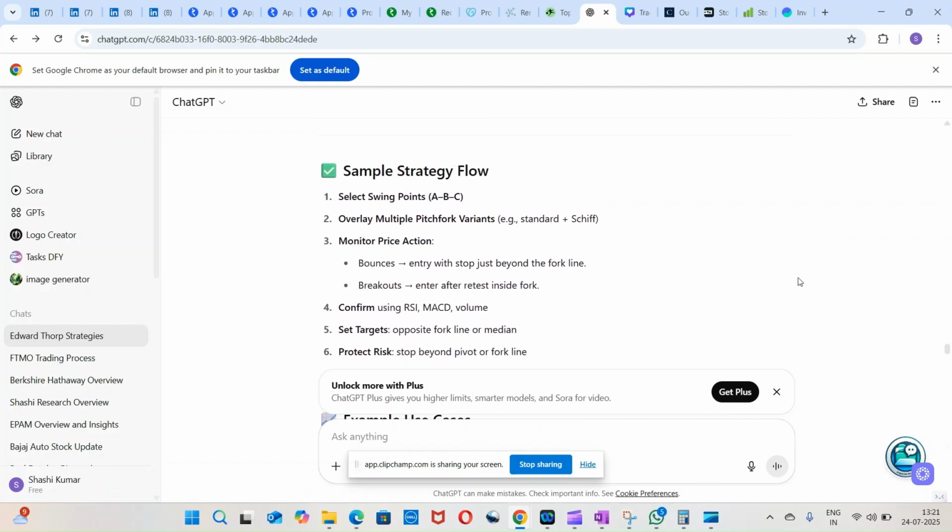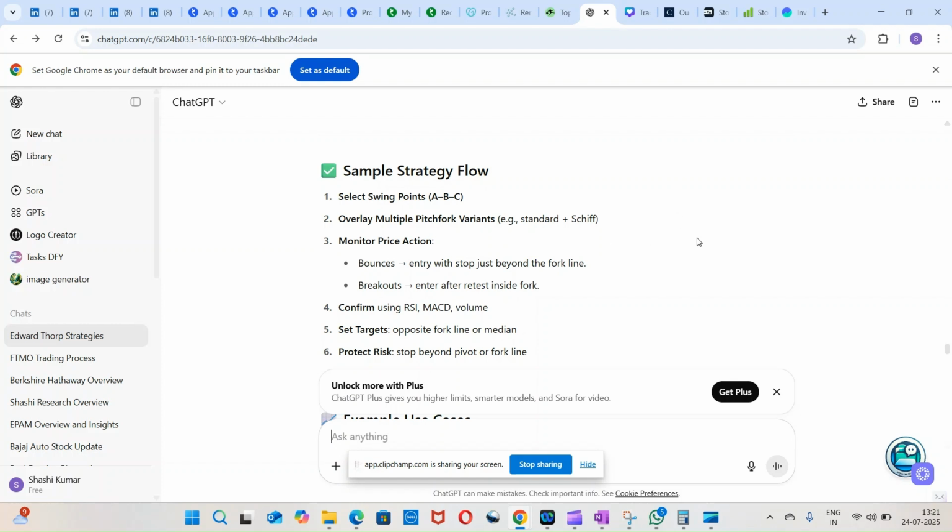Sample strategies: select swing points A, B, C. It's like we did A, B, C. We have selected and we have overlaid the pitchfork. We have done the standard one, shifted pitchforks, and monitor the prices. Okay, the price action. Enter with stop loss beyond the fork line.